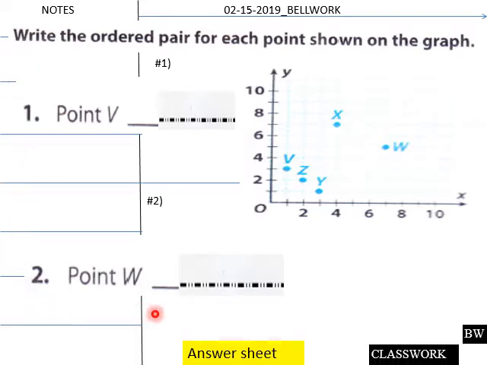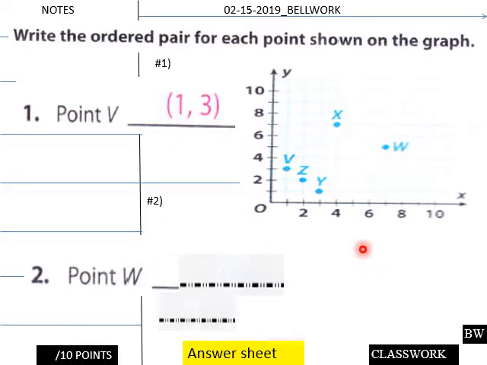Teachers, give your students a few minutes to complete this. Homeschoolers, start out here as your warm-up. Point V here is 1, 3, 1, 3. Then point W is at 7, 7, 5.